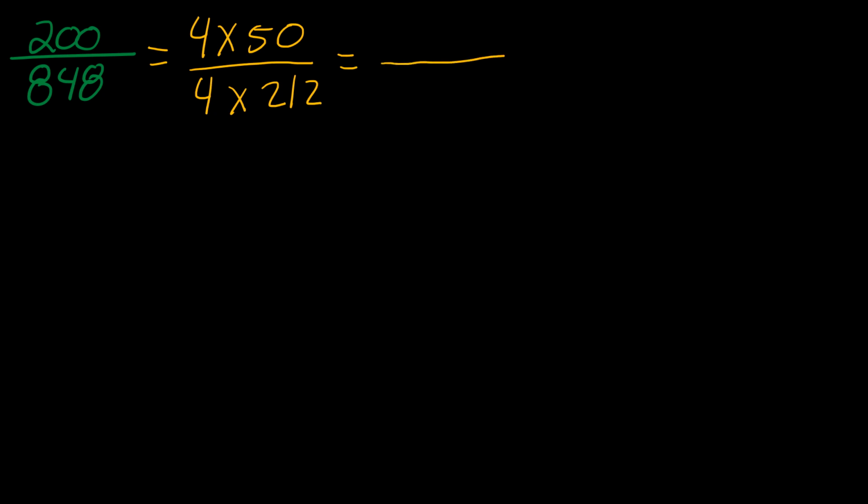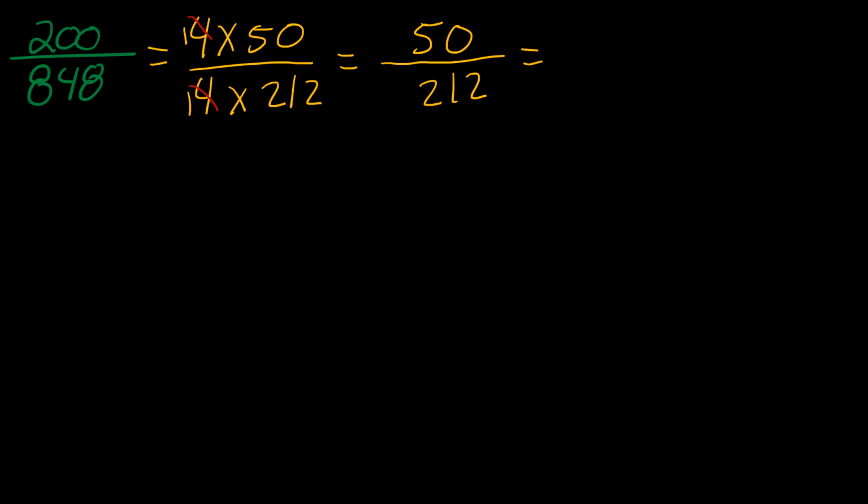So in this problem, we have 200 divided by 848. So we can rewrite 200 in terms of 4 times 50. We can rewrite 848 in terms of 4 times 212. Because we're multiplying by 4 and dividing by 4, our 4's would cancel, and they'll go to 1. So now we would just be left with 50 over 212. Question, are we done yet?